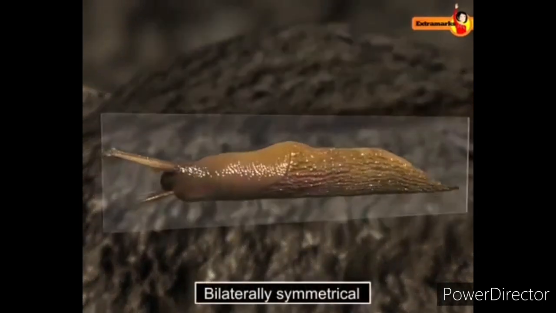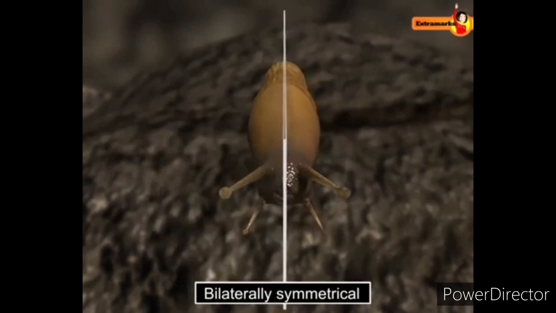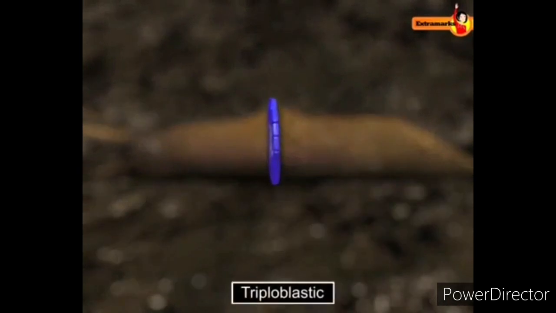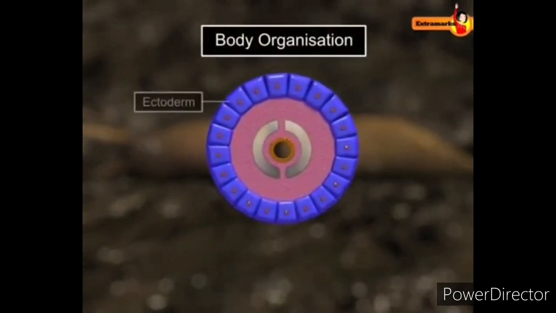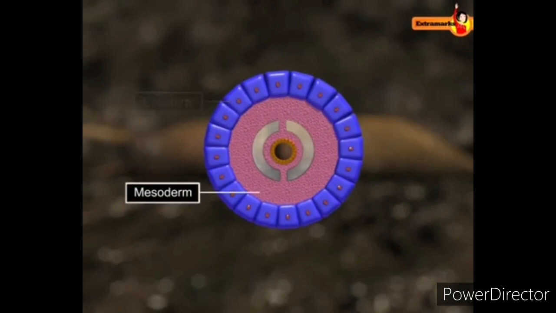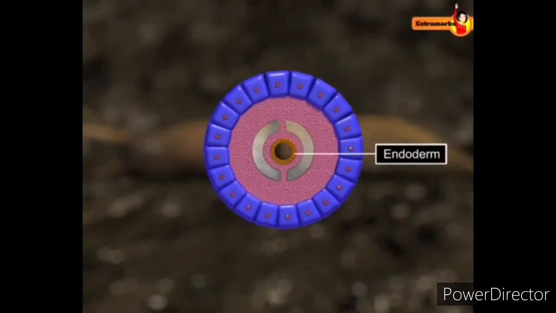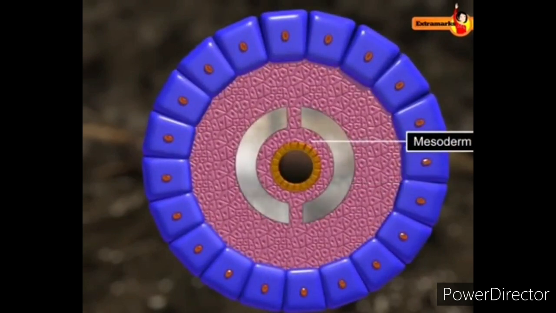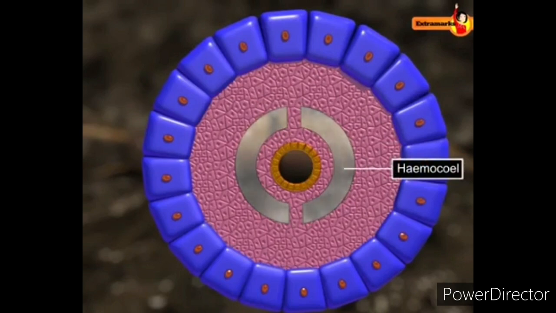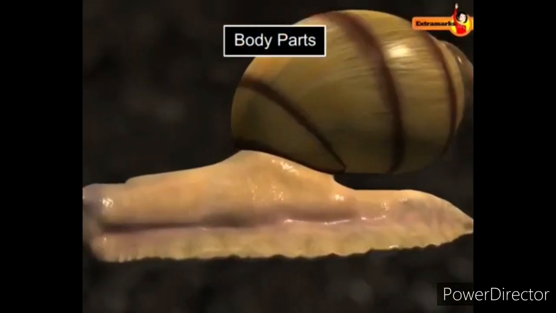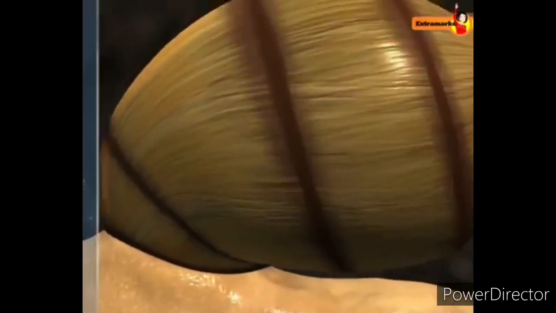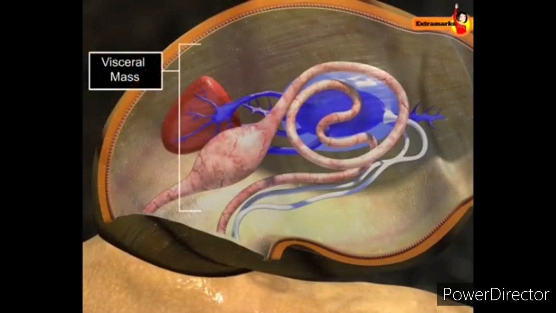They are bilaterally symmetrical organisms. And also these animals are triploblastic animals. There are 3 clear layers in their body. Their body is divided into head, muscular foot, and the visceral mass. The body is not divided into segments.